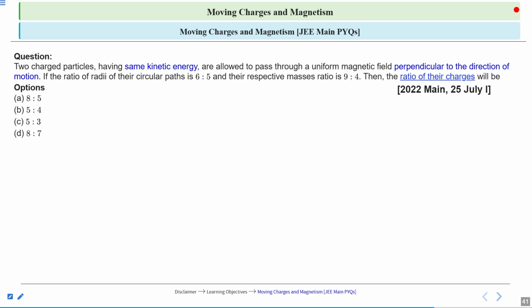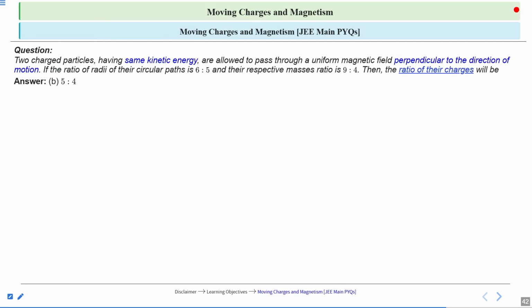Now force experienced by both charges will be QVB sin theta, because V and B are perpendicular. It is given in the question that they are moving in a uniform magnetic field perpendicular to the direction of motion. So theta will be 90 degrees. So force will be QVB. So options are 8:5, 5:4, 5:3 and 8:7. I will give you some time to think about it.